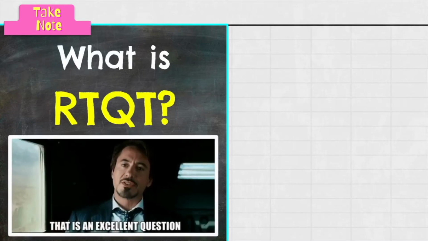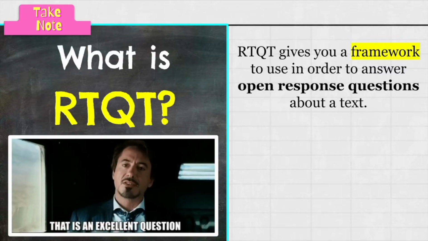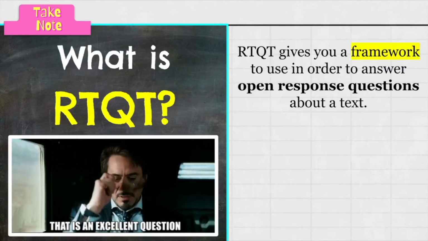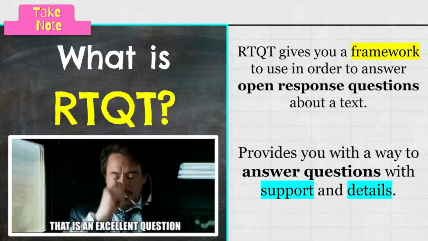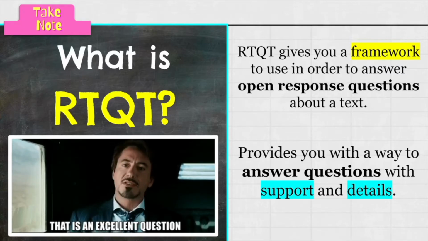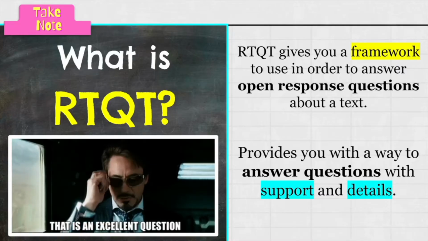So, what is RTQT? That is an excellent question. It gives you a framework to use in order to answer open response questions about a text. And it provides you with a way to answer questions with support and details. So gone are the days of the basic answers. We're going to add some support and details to give it a little extra something.